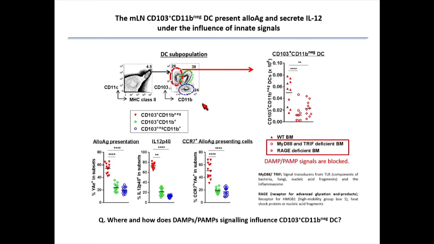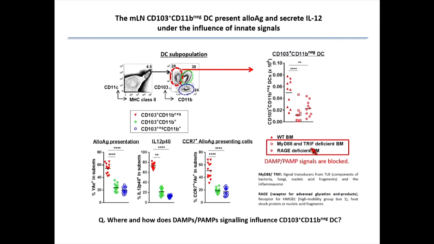So then we look at the recipient of wild-type bone marrow versus the recipient of MyD88/TRIF double knockout bone marrow or RAGE knockout bone marrow. These molecules are downstream signaling transducers: MyD88 and TRIF are the signal transducers for toll-like receptors or inflammasomes, and RAGE is the receptor for the nuclear protein HMGB1, or heat shock protein or nucleic acid.